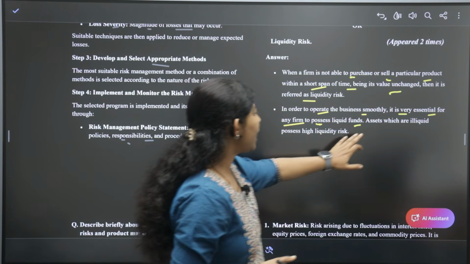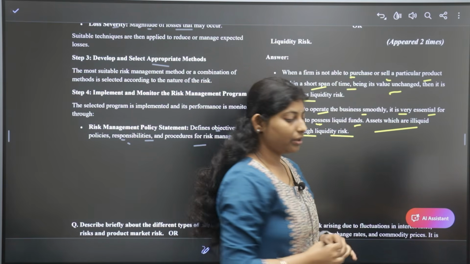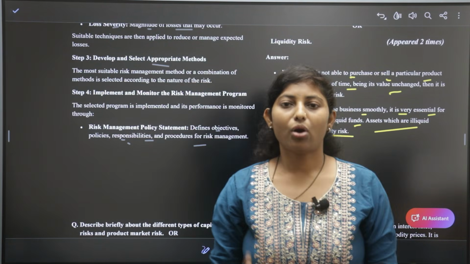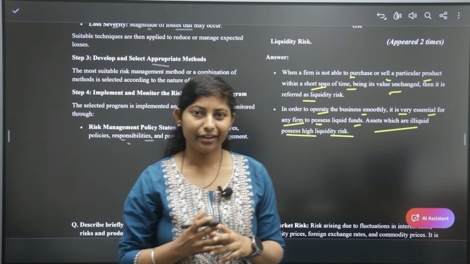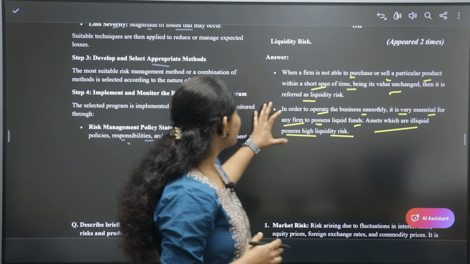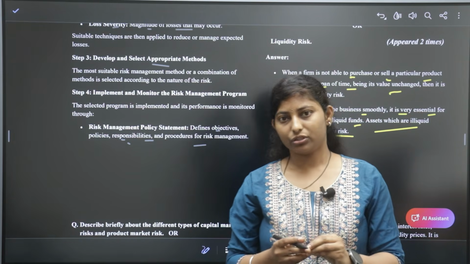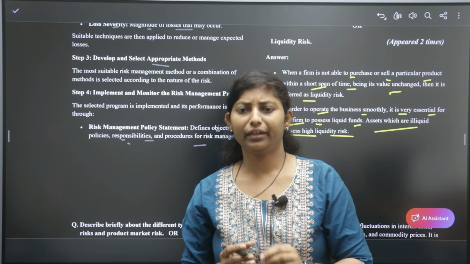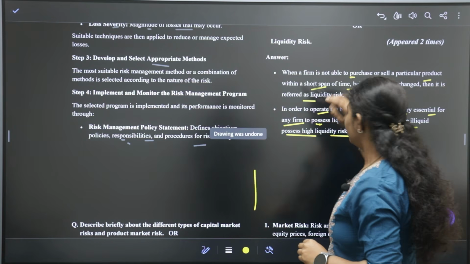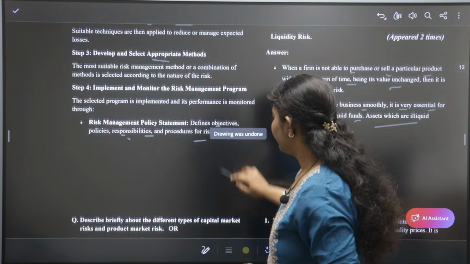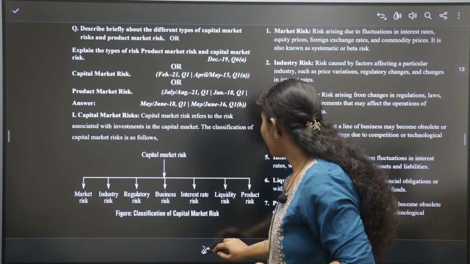Here, assets that are illiquid possess high liquidity risk. Illiquid means assets that are not liquid, so they are going to face some liquidity risk. This is a very small topic on liquidity risk. They will ask for a short question and you need to write clearly. And the next question we are going to discuss is: describe briefly the different types of capital market risk and product market risk.